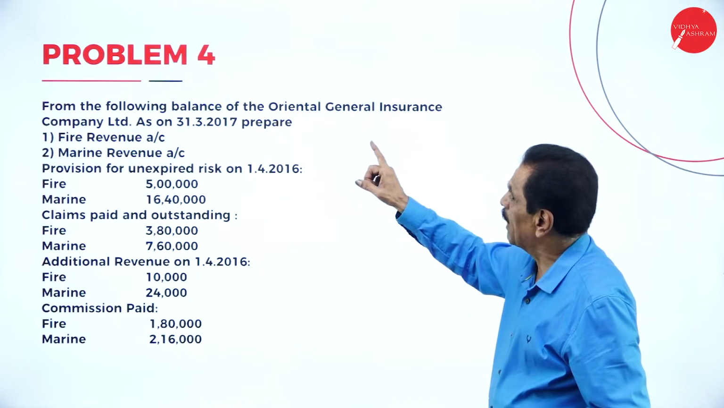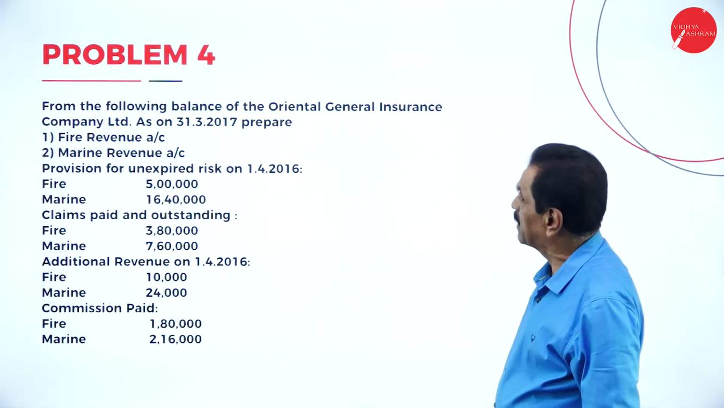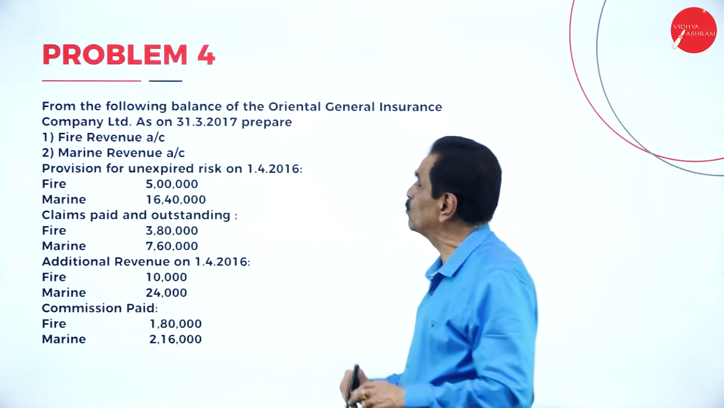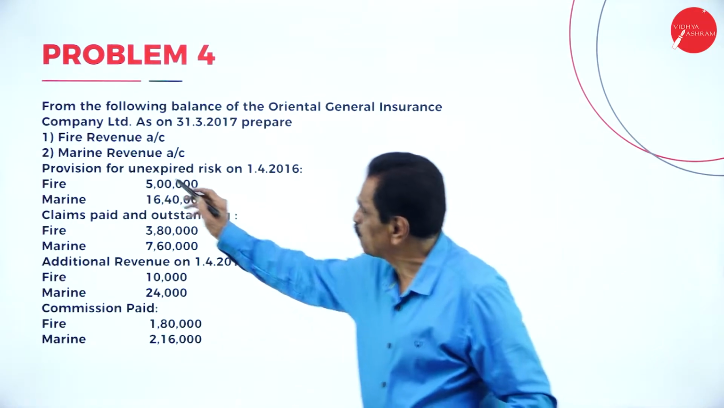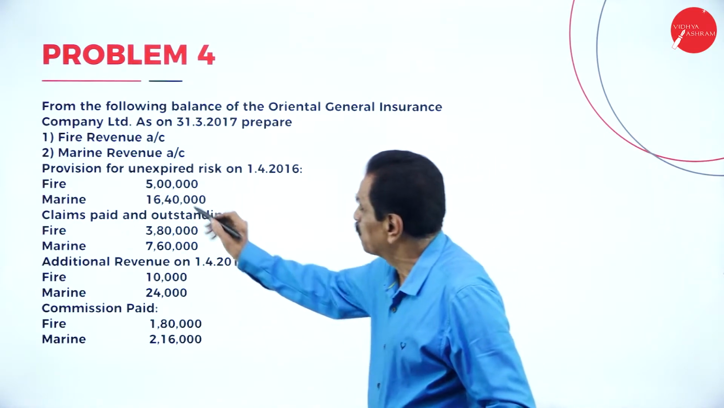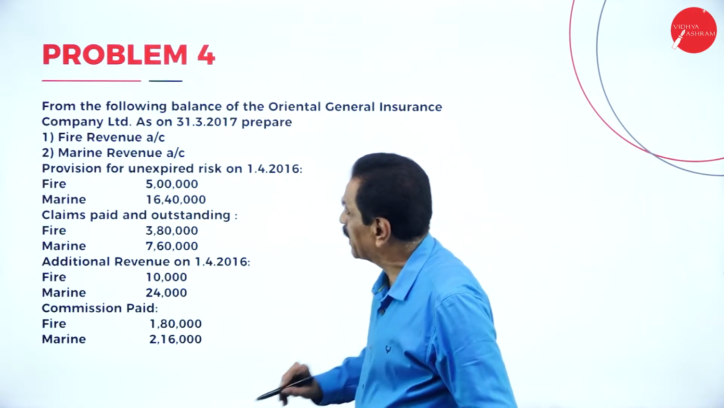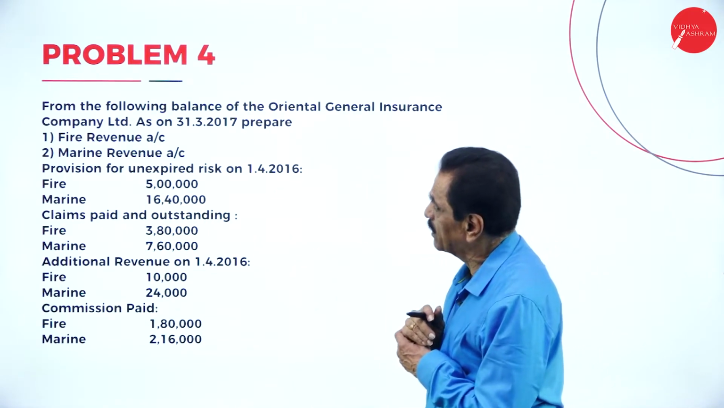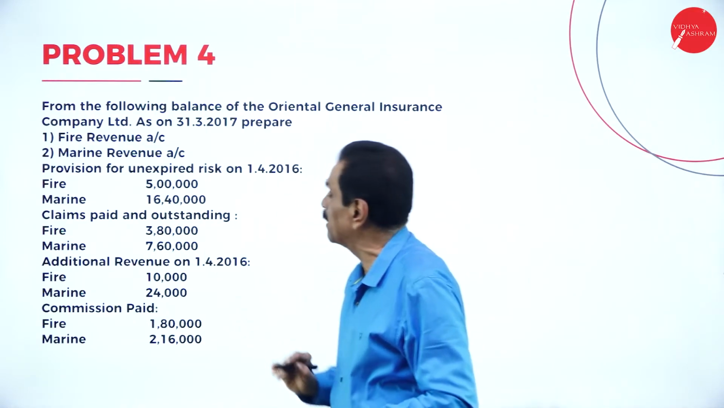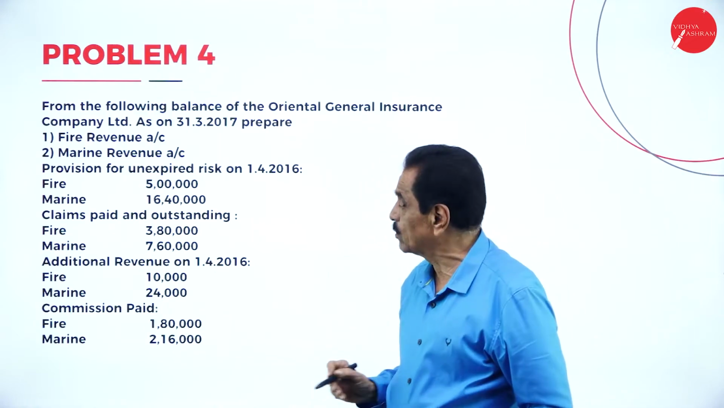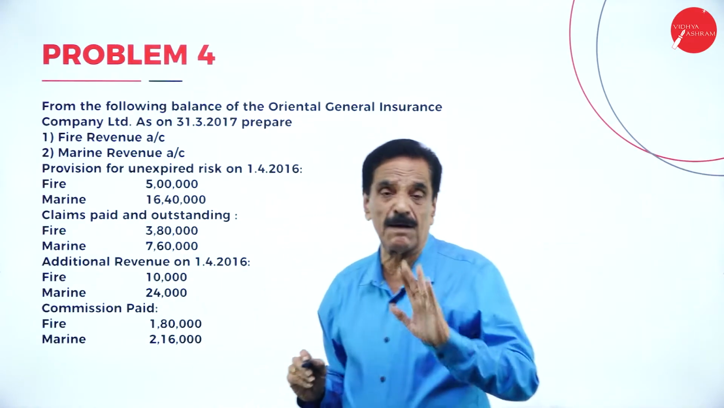From the following balances of Oriental General Insurance Company Limited as on 31/3/2017, prepare the fire revenue account and marine revenue account. Here, provision for unexpired risk: fire 5 lakh, marine 16,40,000. This is at the beginning of the year. Claims paid and outstanding are also there. 5 claims will come here.